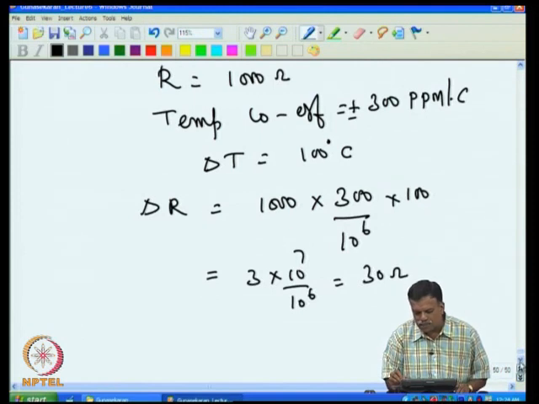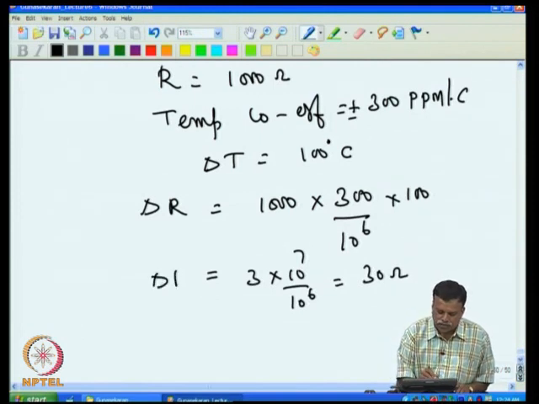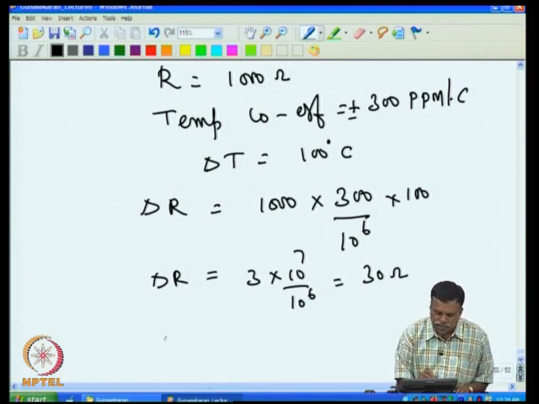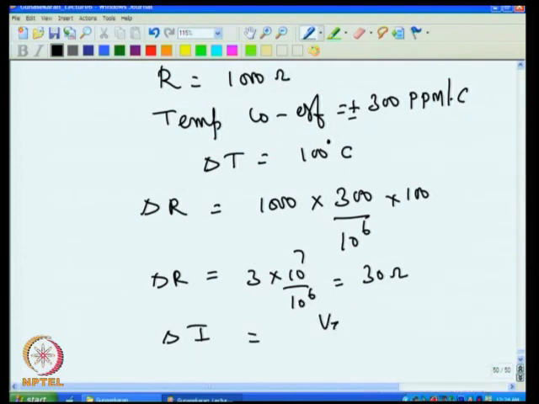If the resistance changes by 30 ohms, that is delta R is 30 ohms, then what is the current change? We know the delta I, that is the current change, is related to Vz by R. Vz by R is the current through that. Originally we had 5 volt and 1K, now it becomes 1K plus 30. Originally it was 5 milliampere, 5 volt divided by 1000.